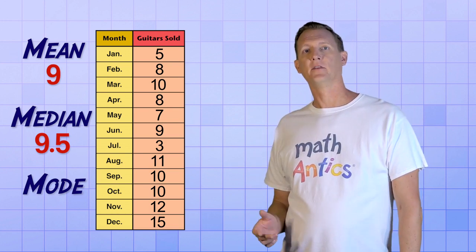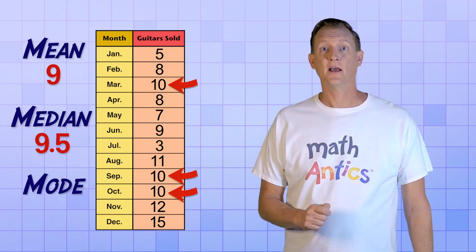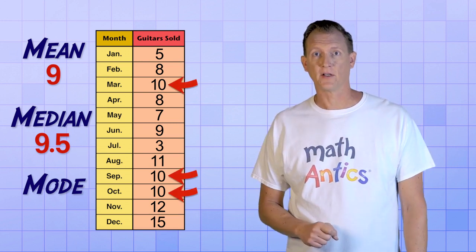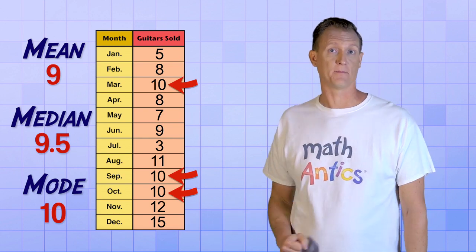Last of all, let's identify the mode of this data set, if there is one. Well, let's see. There's 2 eights in the data set. Oh, but there's 3 tens. That looks like the most frequent number. So 10 is the mode of this data set. It's the result that occurred most often.